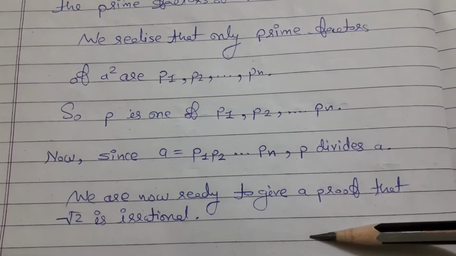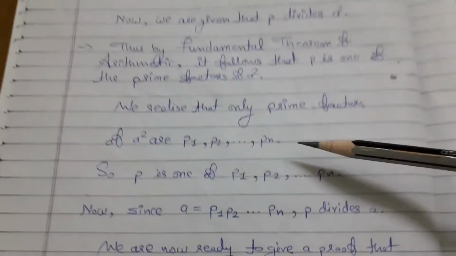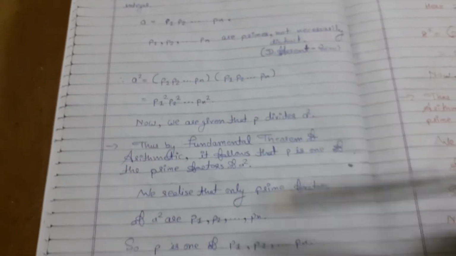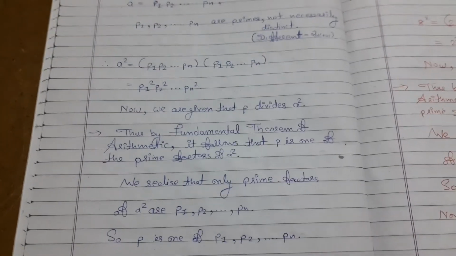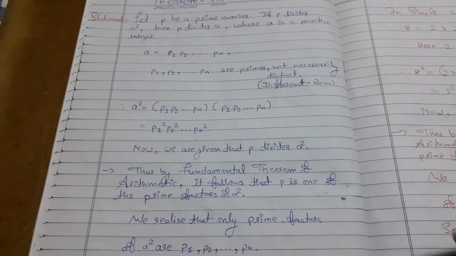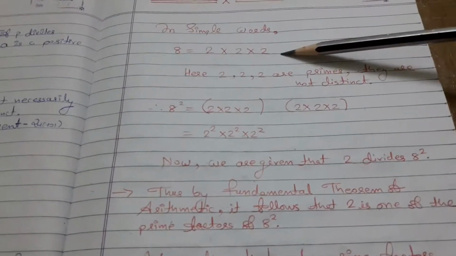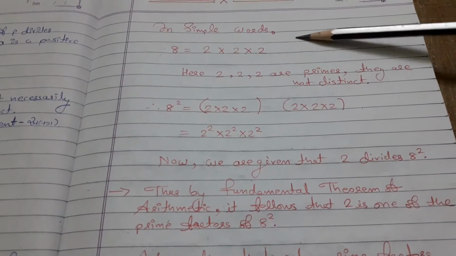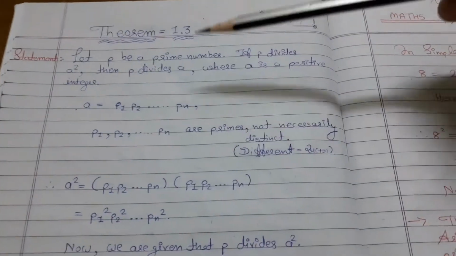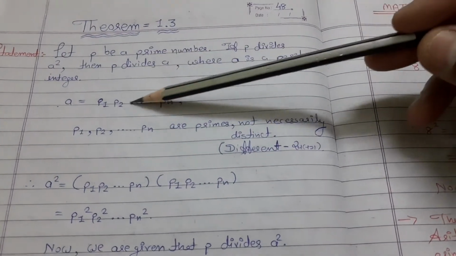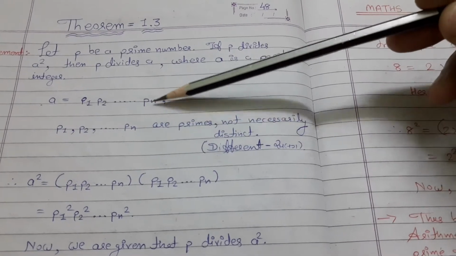We are now ready to give a proof that root 2 is irrational. This whole thing is given in our book, but it becomes complex to understand in this manner. So I have done a very simple method so that you can understand it in a better way. What they have given here: a is equal to p1, p2, ..., pn.